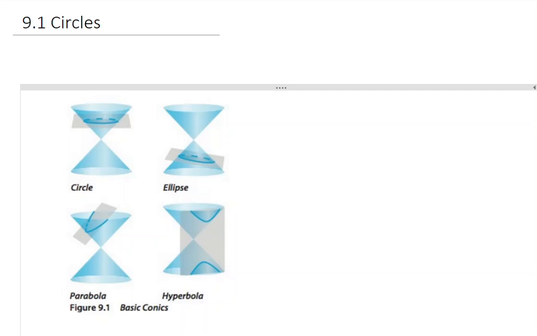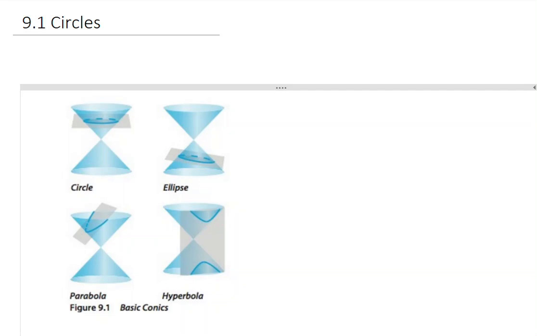Okay, so those are the shapes that we're going to focus in on. One of the things we want to understand, and we'll see this as we move on to each one, is that you should be able to tell which one is which by the equation, okay?